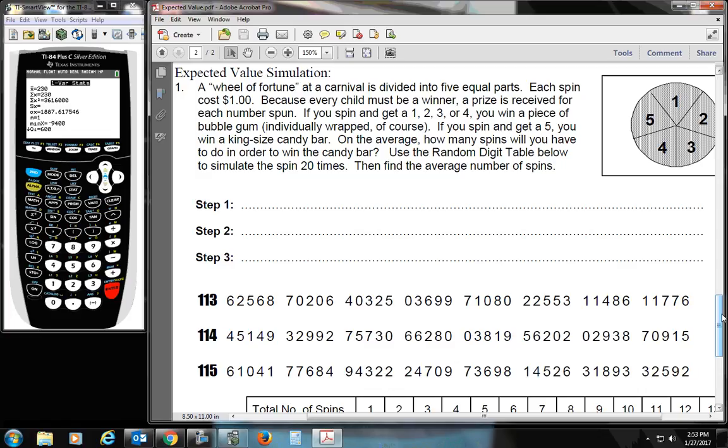On the average, how many spins will you have to do in order to win the candy bar? Use the random digit table below to simulate the spin 20 times. Then find the average number of spins.